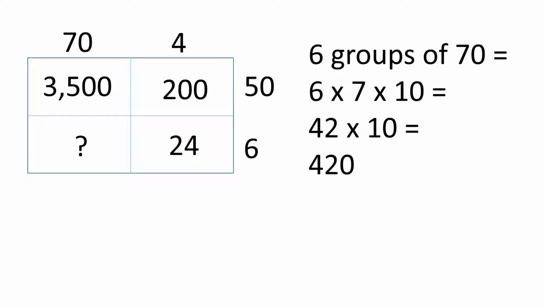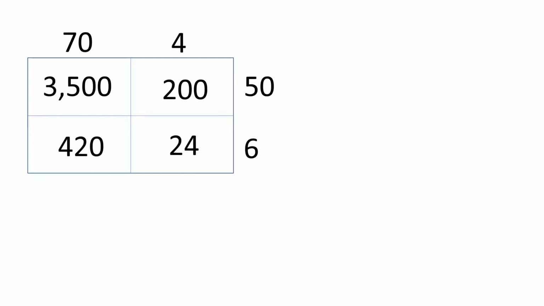Lastly, 6 groups of 70. 6 times 7 is 42, times 10 is 420. Remember that with the 0. 42 times 1 is 42, and the 0 on the end. So now we've placed everybody in the box that they go, and now we're going to add everything up.